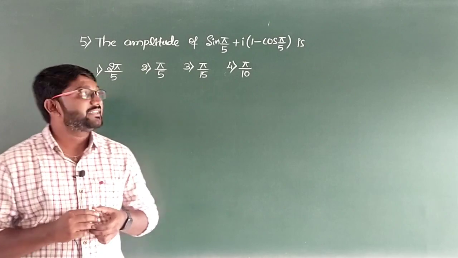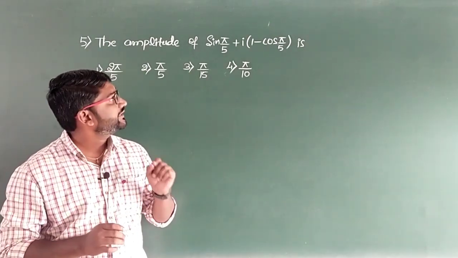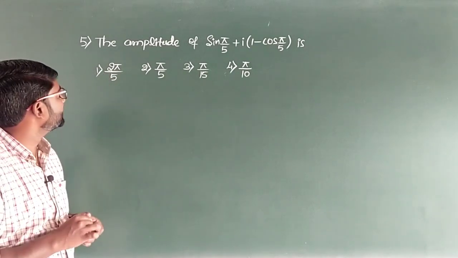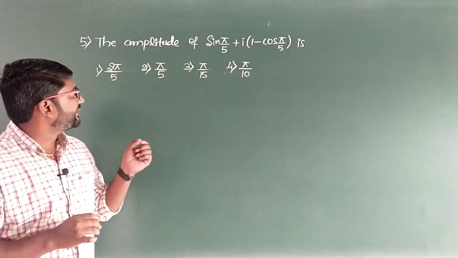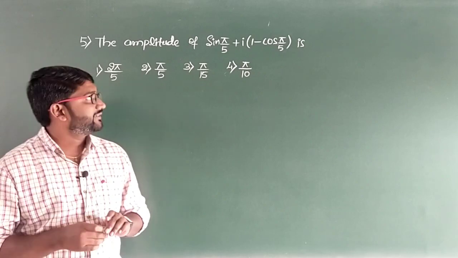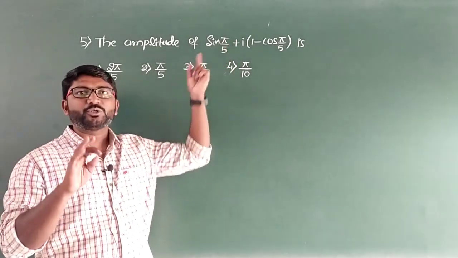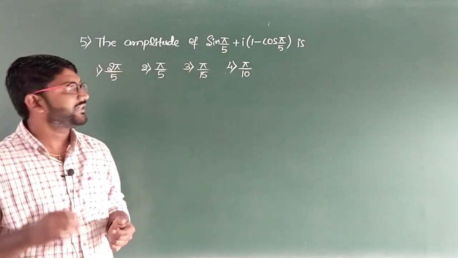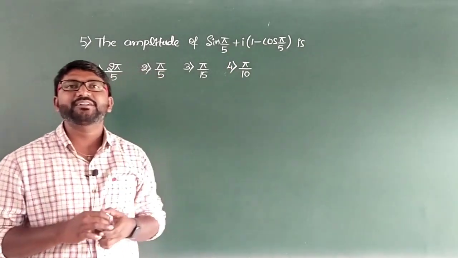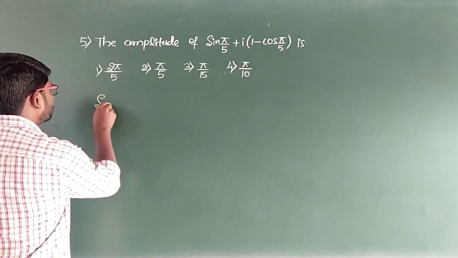Well, question number 5. The amplitude of sine pi divided by 5 plus i into the bracket 1 minus cos pi divided by 5 is: and the 4 options are 2 pi divided by 5, pi divided by 5, pi divided by 15 and pi divided by 10. So now this is in the form of sine theta. Sine theta can be written as 2 sine theta by 2 into cos theta by 2, and 1 minus cos theta can be written as 2 sine square theta by 2. So let us go ahead with the solution.